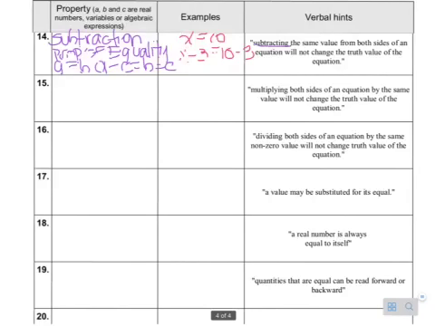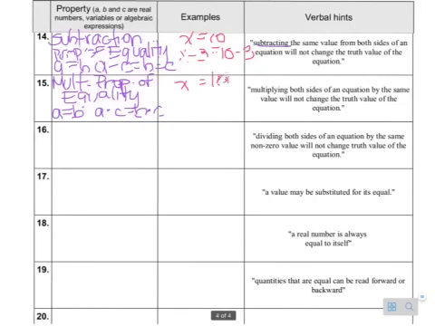Number 15 says multiplying both sides of an equation by the same value will not change the truth value of the equation. This is the multiplication property of equality. So again, if A equals B, if we multiply both sides by C, they'll still be equal to each other. So same example, if you have x equal to 10, that means that x times 3, no matter what, will still equal 10 times 3.